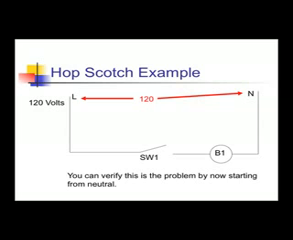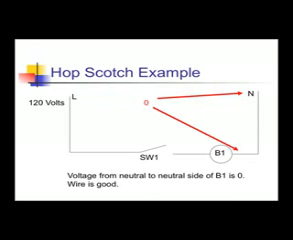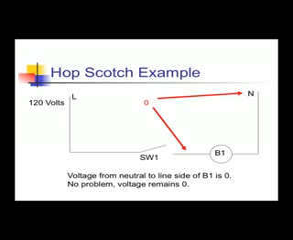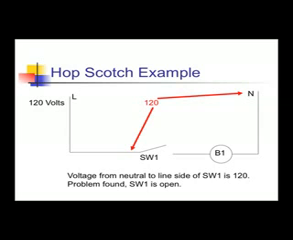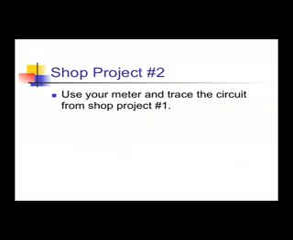So as you're going through here, with any switching device you're looking for opens. With any loads, you're looking for power. You can verify the problem now, starting with neutral. Leave your lead on neutral. Voltage from neutral to the side of B1 is 0, wire is good. Other side of B1, no problem, voltage remains 0. Now go to the line side of S1, same as before, 120. We verified switch 1 is open. You're going to now use your meter a couple times in the shop if you're working in the school. If not, take a meter and try to trace the circuit out in your house or business.